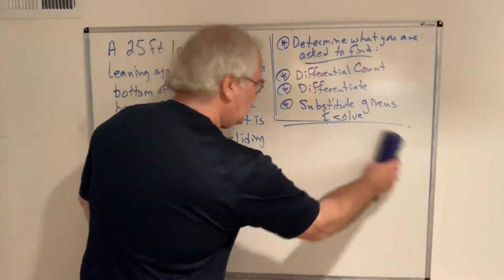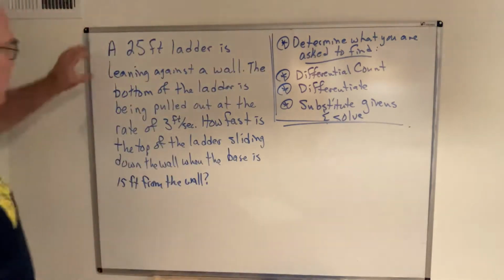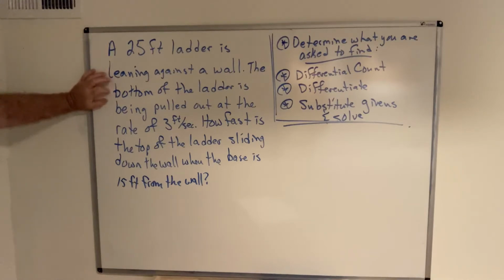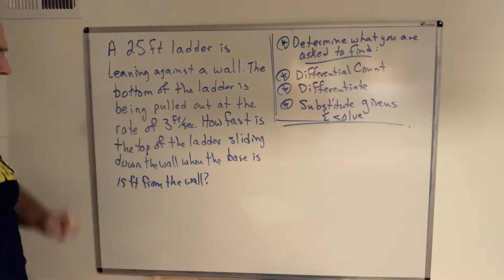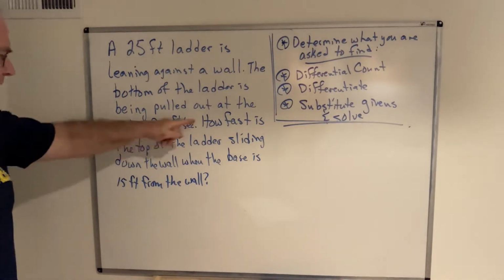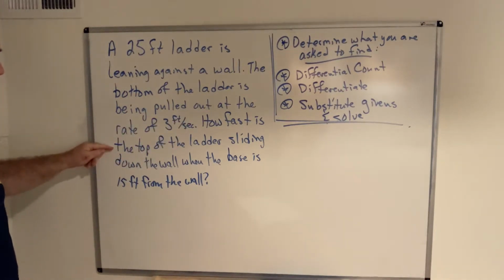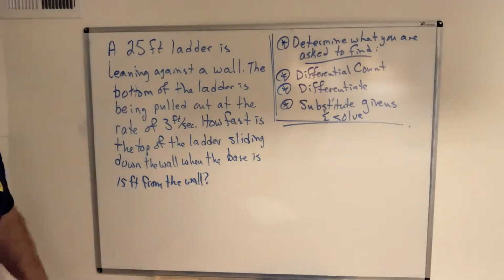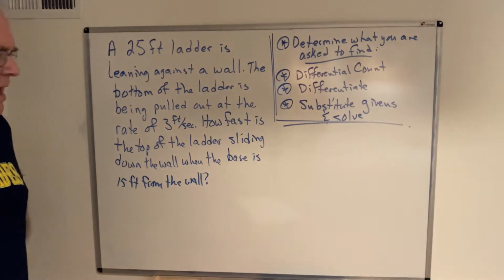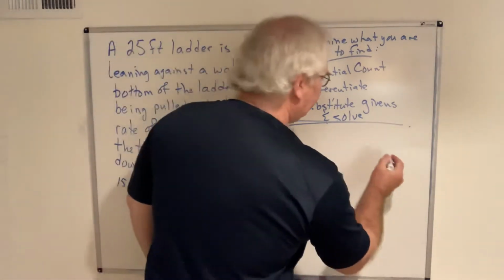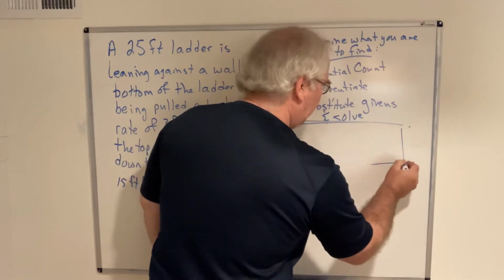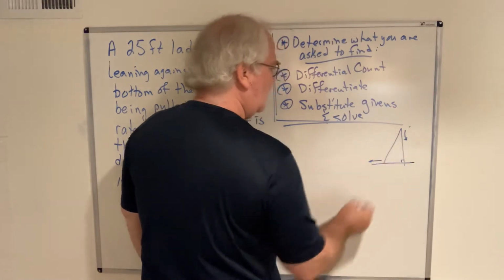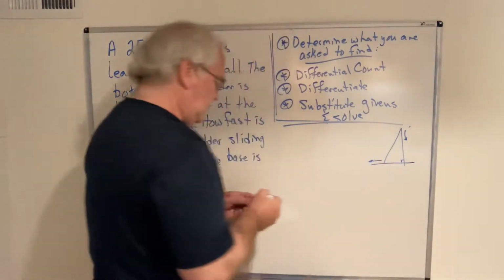All right? So what we have is this. A 25-foot ladder is leaning against a wall. The bottom of the ladder is being pulled out at the rate of 3 feet per second. How fast is the top of the ladder sliding down the wall when the base is 15 feet from the wall? So that's our little problem. Well, I've drawn my picture once before. We don't really need our picture here that badly. Once you understand the basics of what's happened, this is moving out, this is moving down. So the question is this.